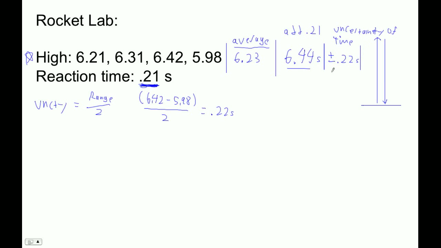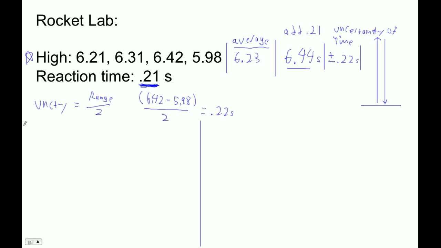So we've got the time and we've got the uncertainty of the time. We want to make a nice data table for this, with the units and everything labeled. Every single trial will have a different range divided by 2, so you'll have to have a column for the uncertainty of time. Now the next thing we've got to figure out is the initial velocity. There are 2 more calculations: the velocity and the uncertainty of the velocity.